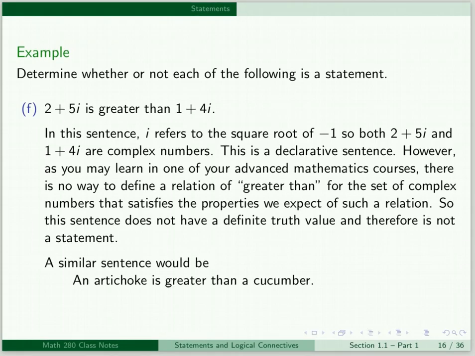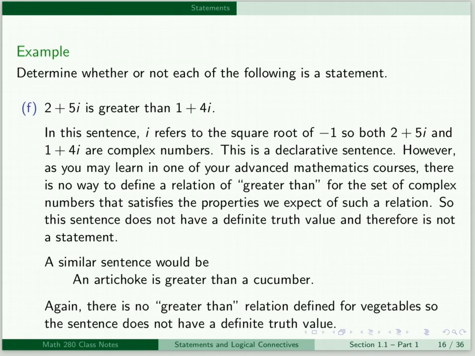A similar sentence would be something like, an artichoke is greater than a cucumber. Again, there is no greater than relation that can be defined for vegetables, so the sentence does not have a definite truth value.